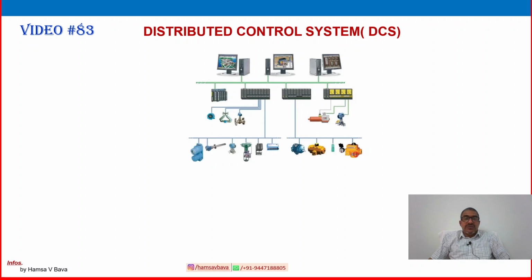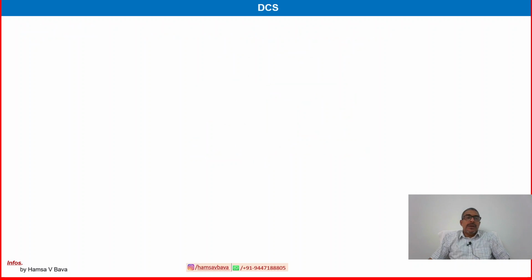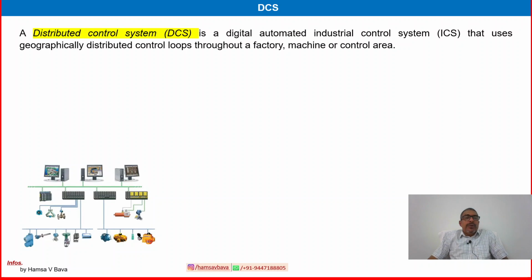So welcome to this video, distributed control system, or DCS. A distributed control system, DCS, is a digital automated industrial control system that uses geographically distributed control loops throughout the factory. You can see here, first in the bottom layer, the field instruments.